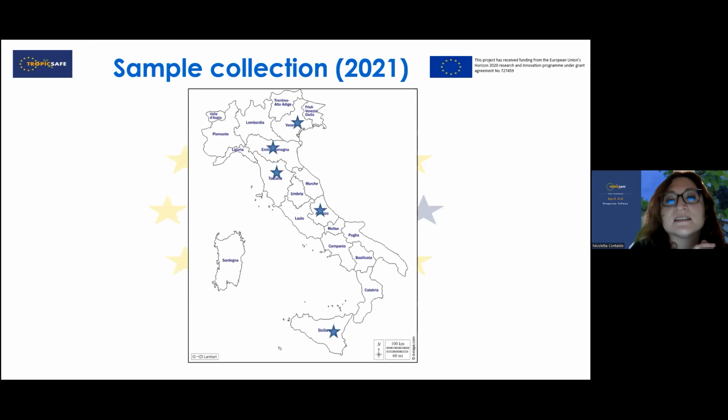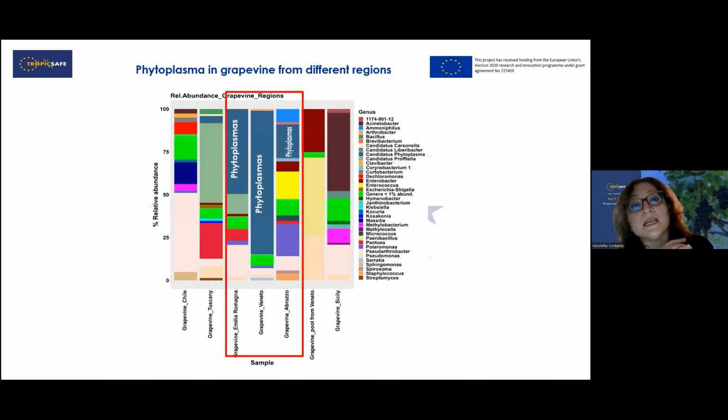The samples used for this analysis were collected in Italy from five different regions, from the north to the south, especially from Veneto, Emilia-Romagna, Tuscany, Abruzzo, and Sicily. And looking at the composition of the bacterial community in the grapevine from the different regions, you can see also the big difference among the different geographic areas.